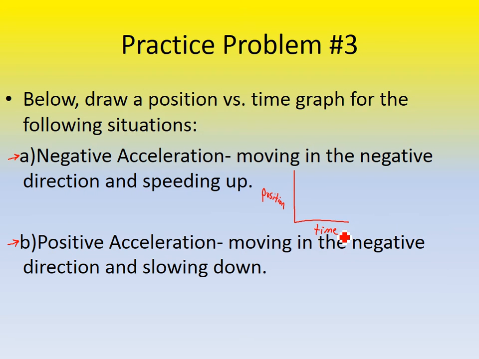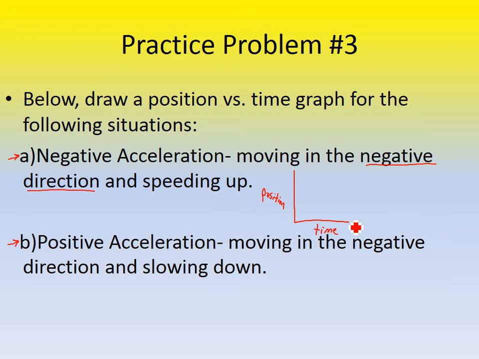Okay. For A, it says negative acceleration, moving in the negative direction and speeding up. So, negative direction. How do we show negative direction, guys? What's our velocity going to be? Well, it's going to be negative. Negative velocity means negative slope. So we're going to start up here and we're going to end down lower.